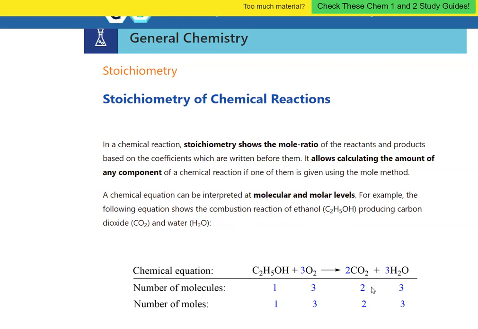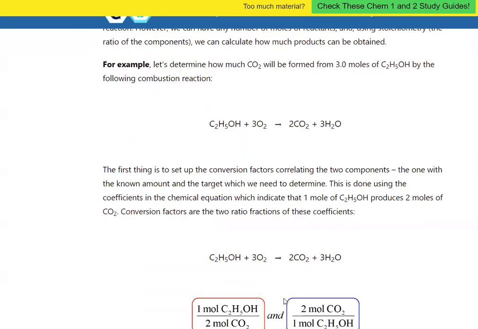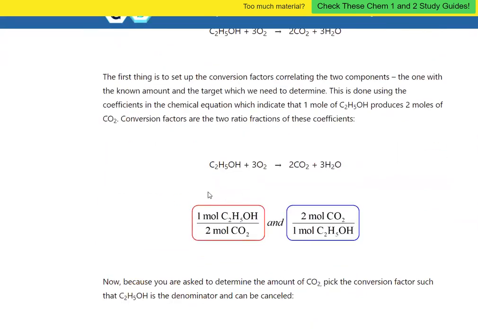So molecules works, but it's often not very convenient. A more convenient one is going to be moles, and it's the exact same ratio, right? Because we can just multiply or divide by Avogadro's number to go from molecules to moles. It's the same number. So let's look at the equality that happens. That balanced equation is giving us the equality you will use in your dimensional analysis.